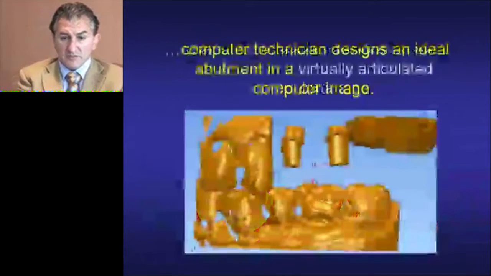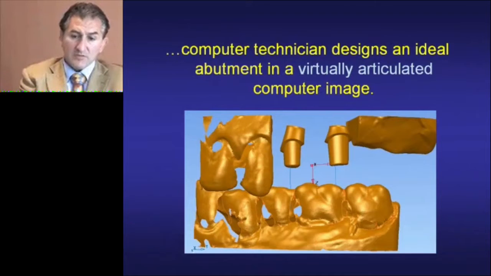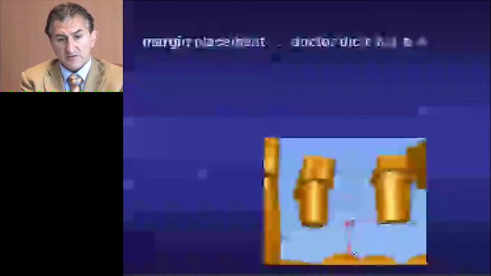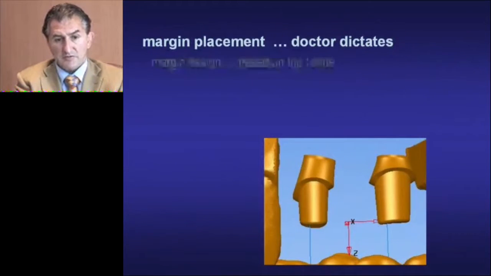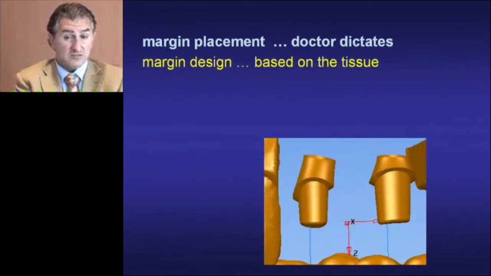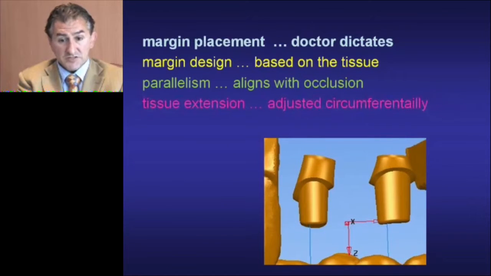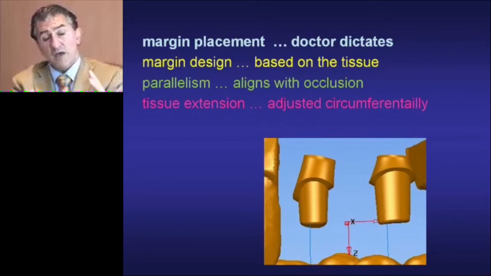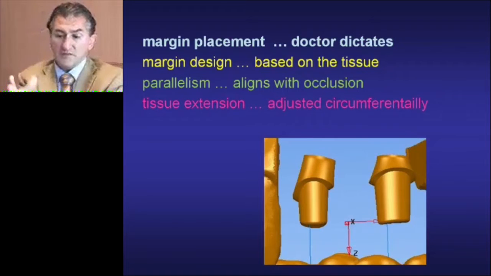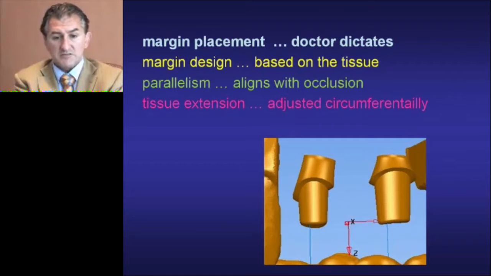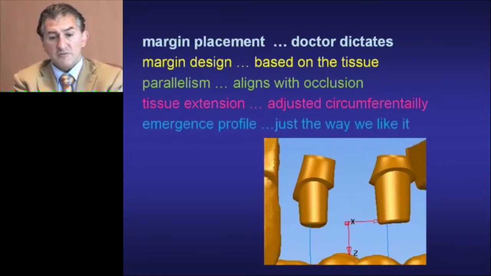Once that is done, the technician is happy with the position of it based on the parameters that the doctor has dictated. The margin placement is dictated by the doctor. The margin design is based on the tissue. It could be a chamfer, it could be a shoulder. The parallelism, of course, aligns perpendicular to the occlusal plane. The tissue extension is adjusted circumferentially. We know as the abutment goes through the tissue, on the lingual it may be 5 millimeters, on the facial it may be 2. So that's adjusted with the computer based on the original impression. And the emergence profile is just the way we like it, coming out of the tissue and creating a nice emergence profile.